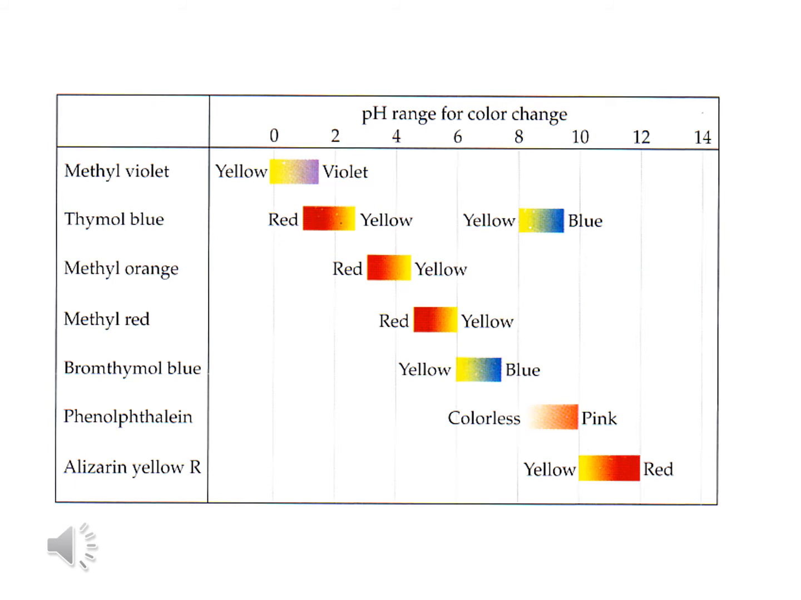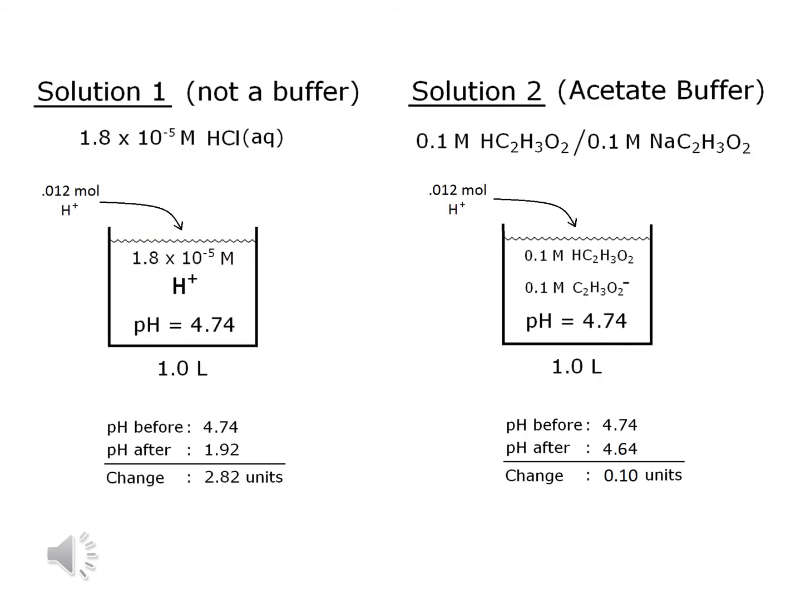But anyway, these are all different indicators. They change color over a whole huge range. And depending on what pH you want to detect, you have to use an indicator that's appropriate for that pH range. I did this in the lab, and I'm going to show you pictures of it.